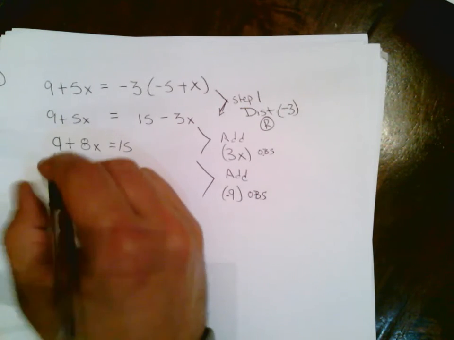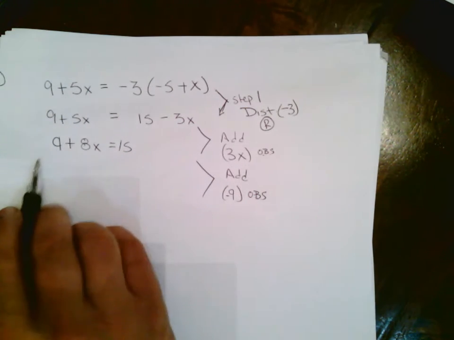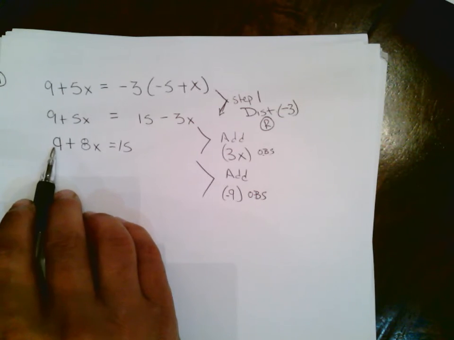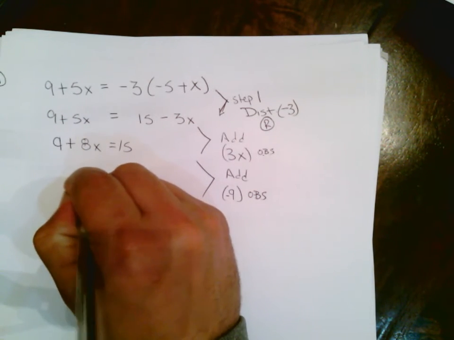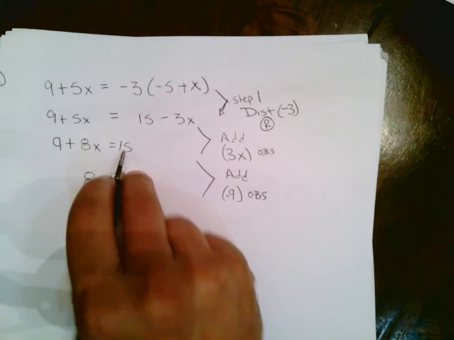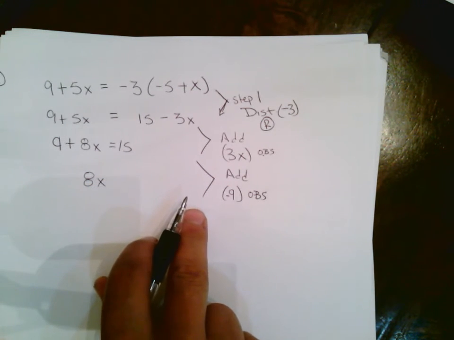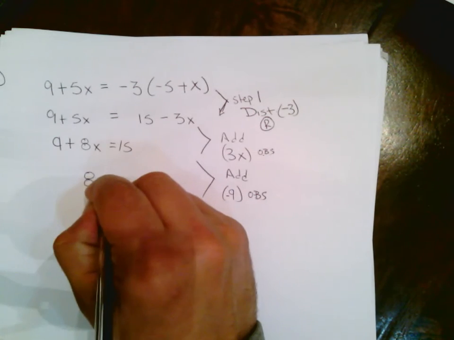So 9 plus negative 9 is 0. Once again, created a 0 pair. Plus 8x. 0 plus 8x is 8x. And 15 plus negative 9 is positive 6.